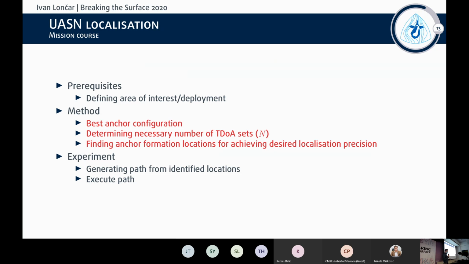And now we come to the mission core, the whole mission where we want to localize our sensors. Of course, in the beginning, we define the area of interest where we place our robots, and then the interesting part is to choose the best anchor configuration, determining the necessary number of time difference of arrival sets, and finding the anchor formation locations for achieving the desired localization precision.